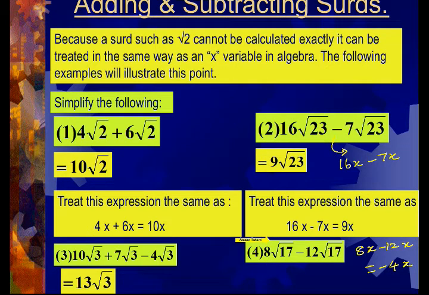In terms of result, negative 4 root 17. So in place of x, we have root 17. That's all. Is it not simple to add and subtract surds? Same as adding expressions in algebra.